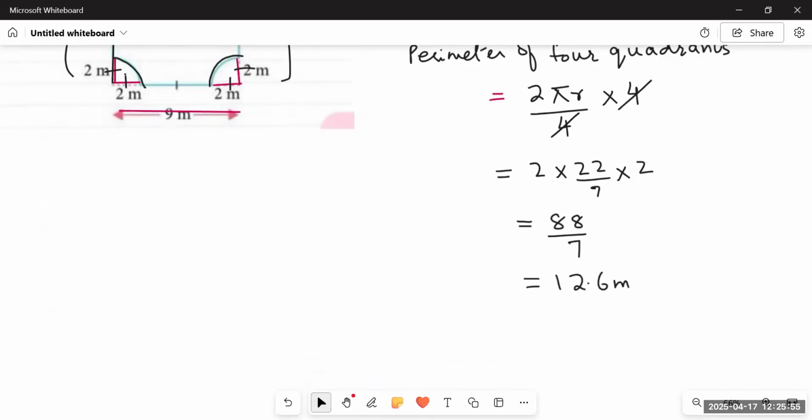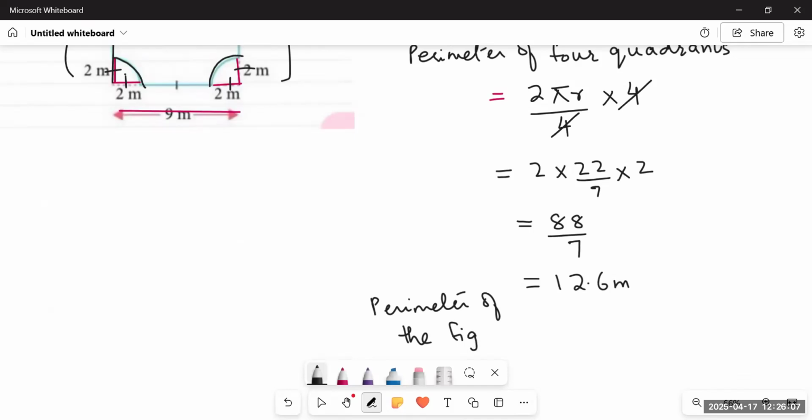And this has to be added to 16. I'll explain what we did. 16 plus 12.6 is equal to 28.6 meters.